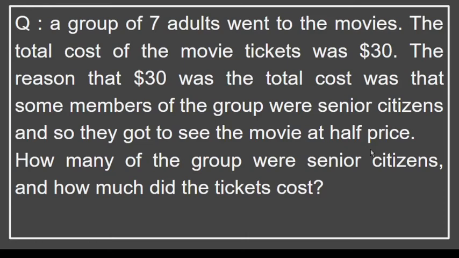A group of 7 adults went to the movies. The total cost of the movie tickets was $30. 30 isn't even divisible by 7, at least evenly.